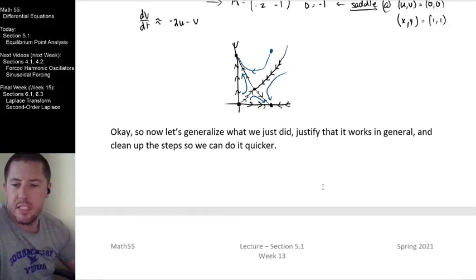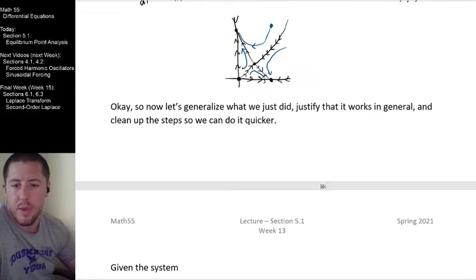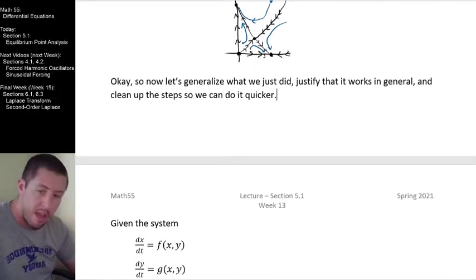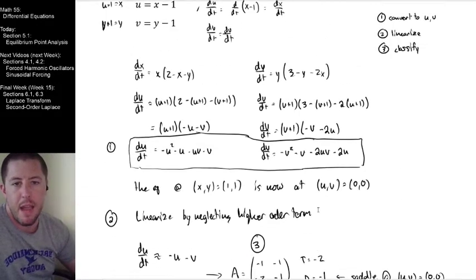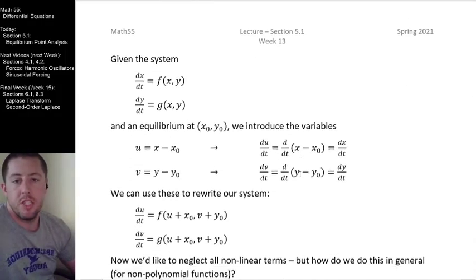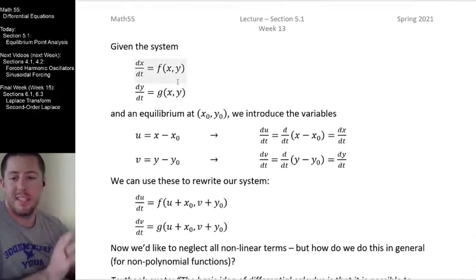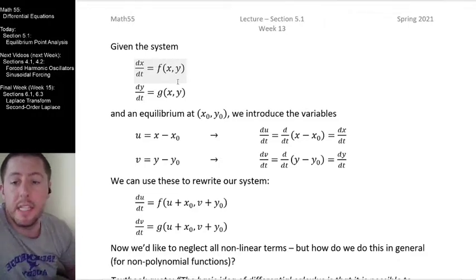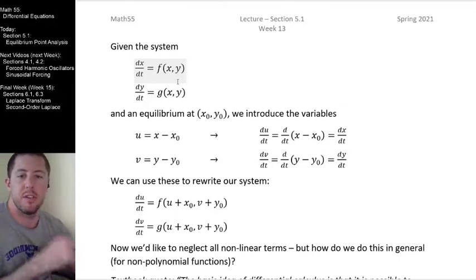So we want to generalize this, justify what works in general, and clean up the steps so we can do this really quick. And this is going to turn out to be a pretty rapid fire thing despite how much work it takes to just do one up here. So let's look at this in general here. This is one of those things where you just need to pay really close attention to notation, and we'll arrive at a very satisfying result at the end.